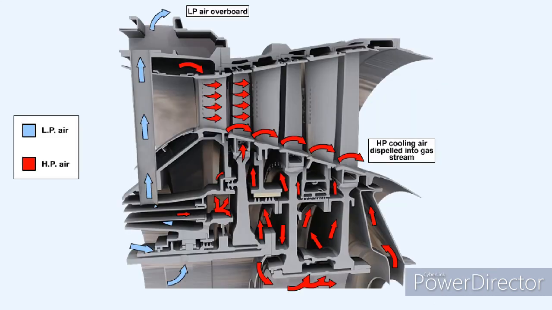When the air has done its job, it's either dumped overboard or alternatively ejected into the main gas stream at the highest possible pressure, thus achieving a small performance recovery.